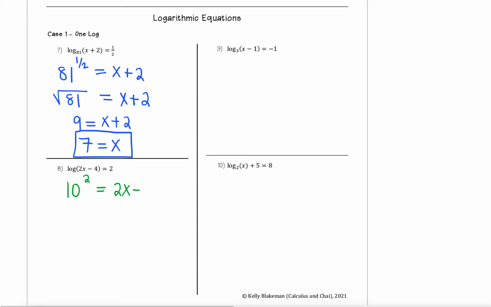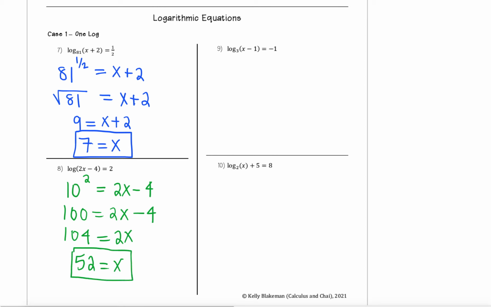So to convert to exponential form, we'll need our base 10 to the exponent of 2 will be equal to 2x minus 4. Now from here, this makes it a lot easier to solve for that x since it's no longer inside of a log function. We can simplify the 10 squared. 10 times 10 would give us 100 equals the 2x minus 4. Add the 4 to the other side to get 104 equals the 2x. Then when we divide through by 2, we can actually simplify that to get x equals 52. And that will be our final answer.